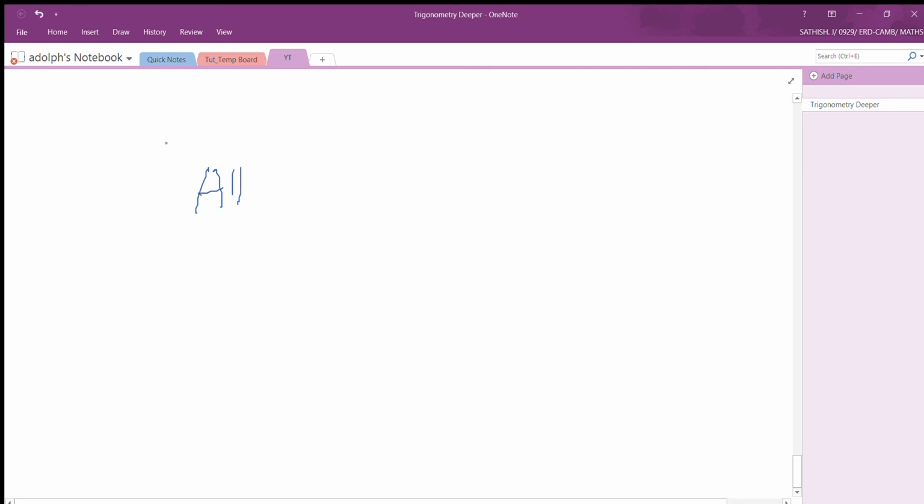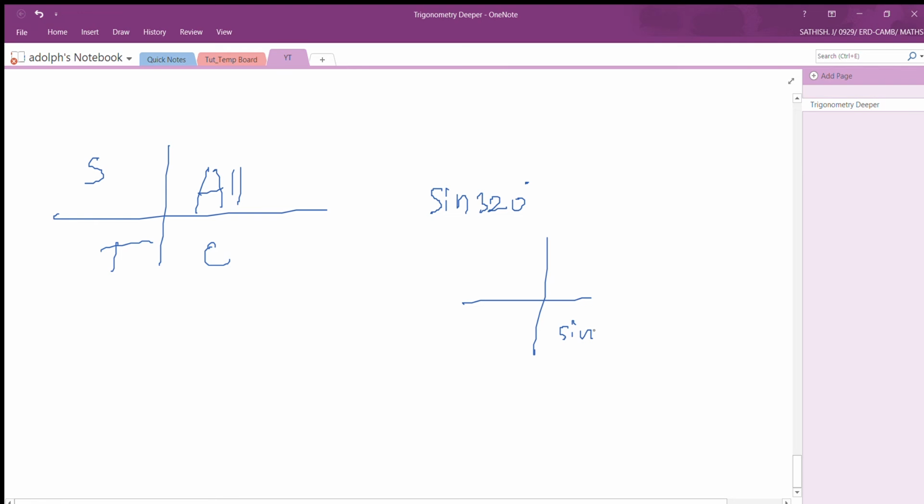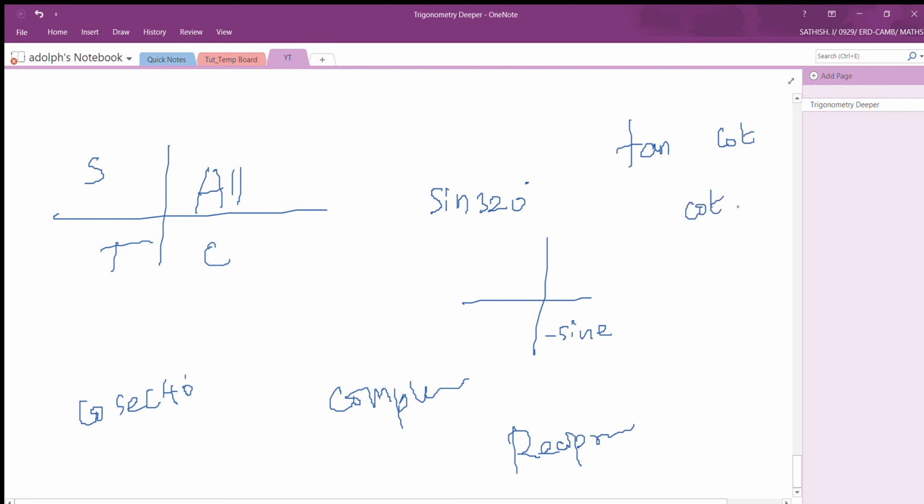What is "All Silver Tea Cups"? What is sine 320? Why is sine negative in the fourth quadrant? What are the complementary changes? What are the reciprocal changes? How to find out the value of cosecant 40 degree? Or how to relate tan and cot, and especially what is cot? You'll be getting answers for all these questions in this video.